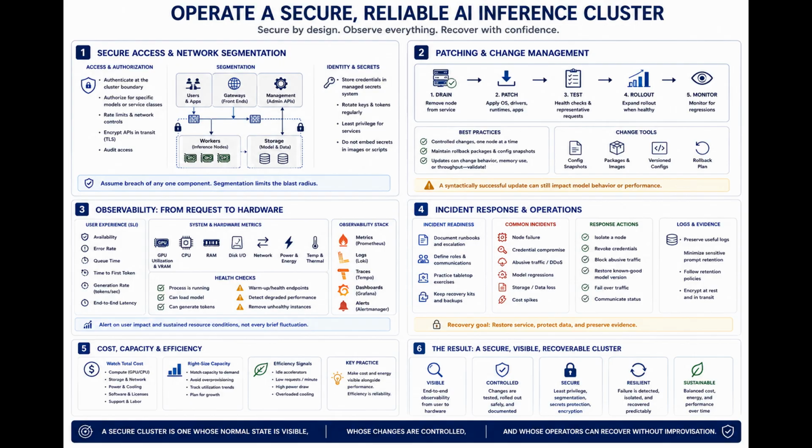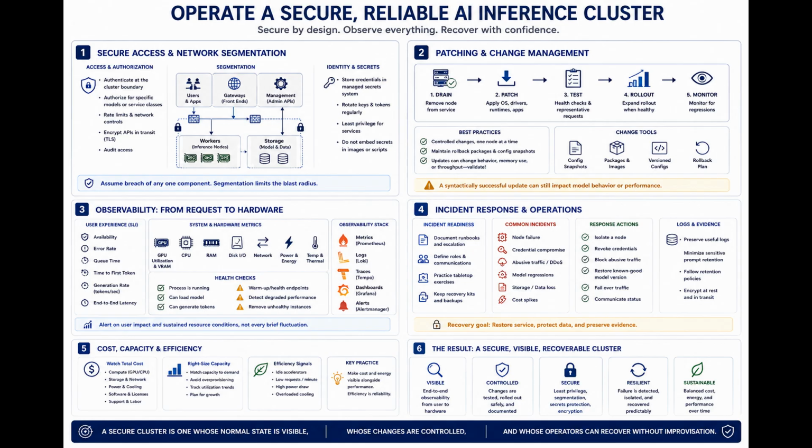Patch operating systems, GPU drivers, runtimes, front ends, and orchestration components through a controlled process. Remove one node from service, apply the change, test health and representative requests, and expand the rollout only when results are acceptable. Maintain rollback packages and configuration snapshots because a syntactically successful update can still change model behavior, memory use, or throughput.